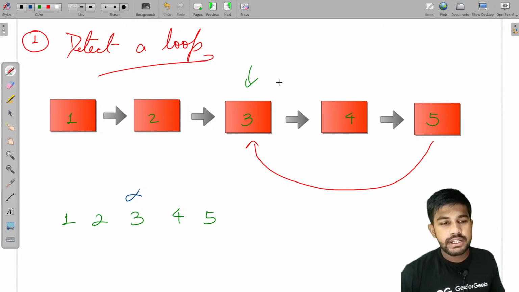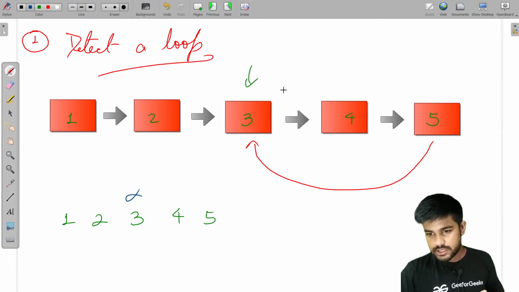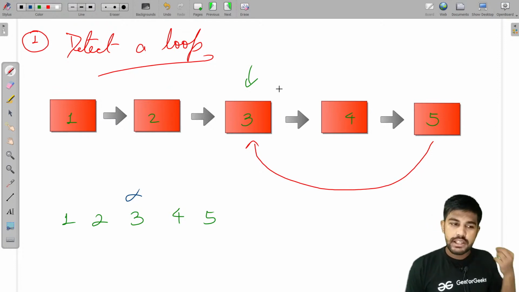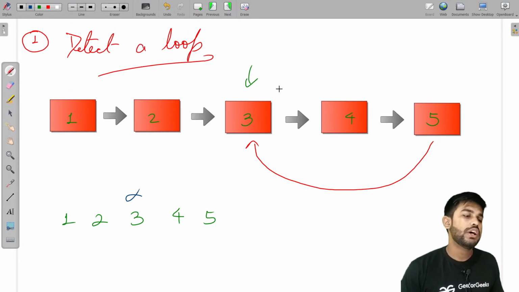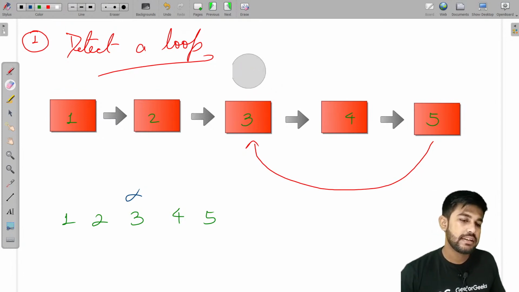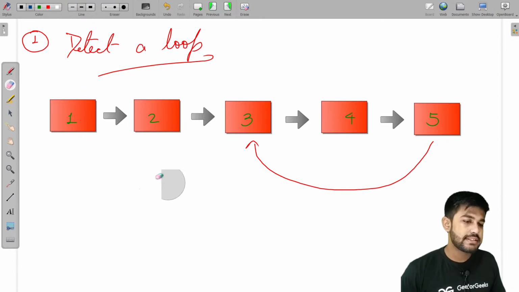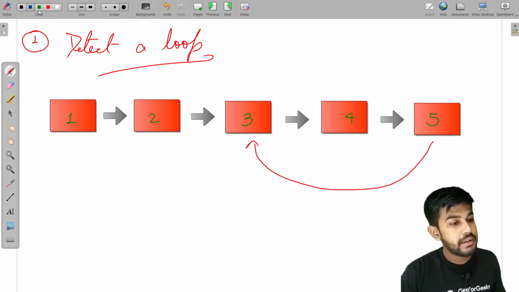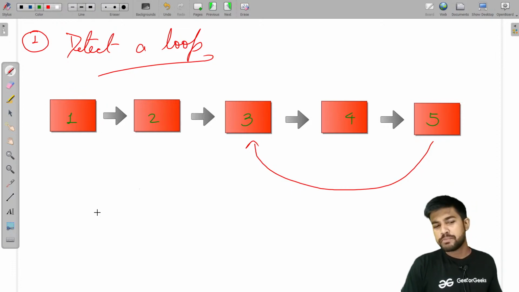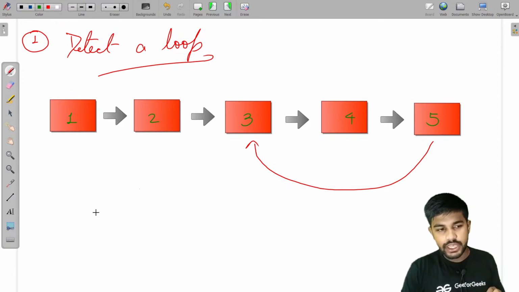But this would take extra space. If you pitch this in an interview, the interviewer would ask you to do a space optimization. So how do we optimize on space? There are many ways, but the most efficient way is the hare and tortoise method.